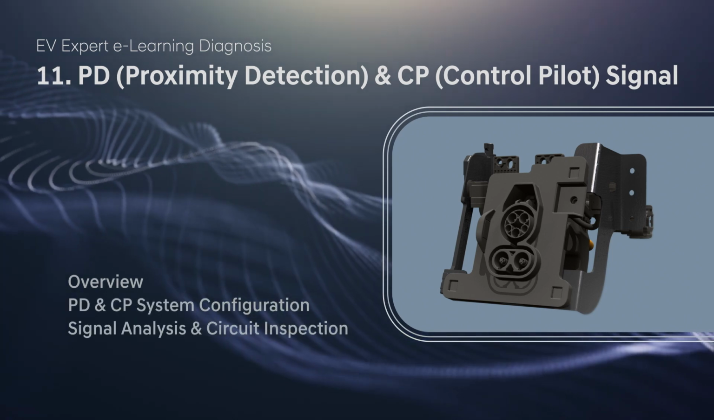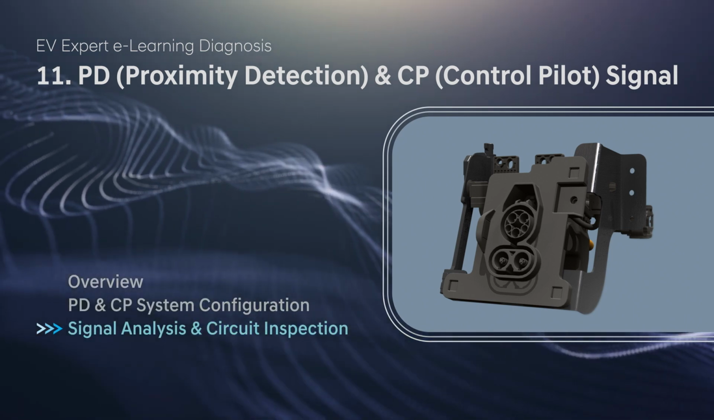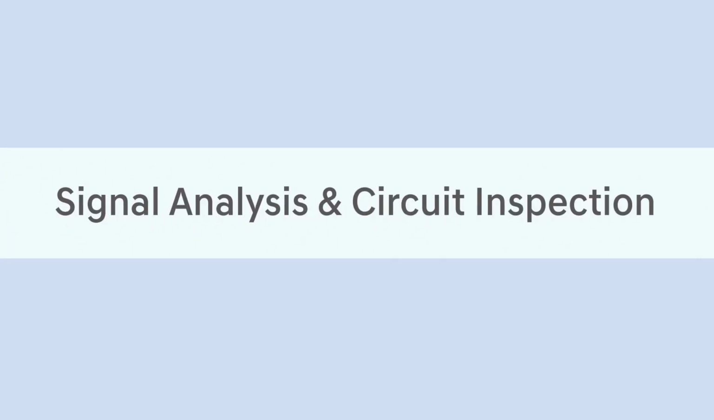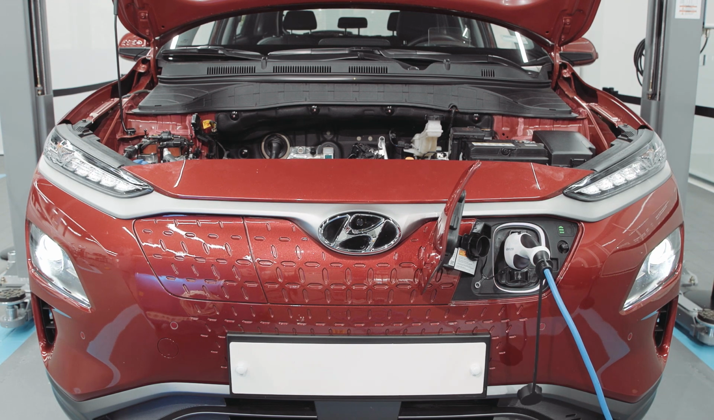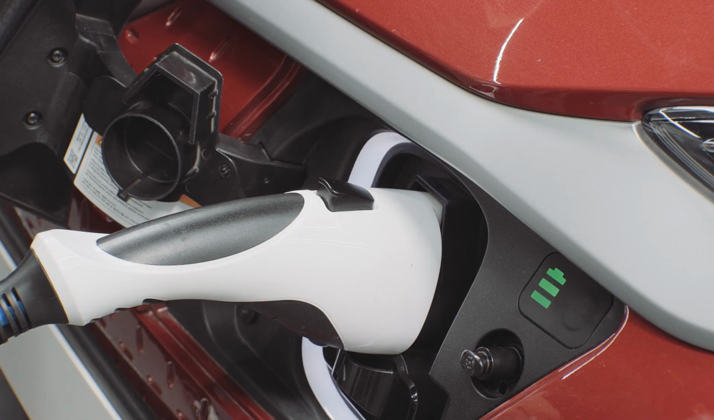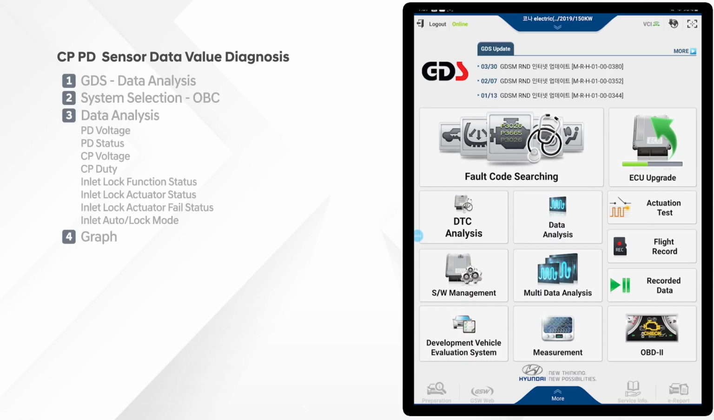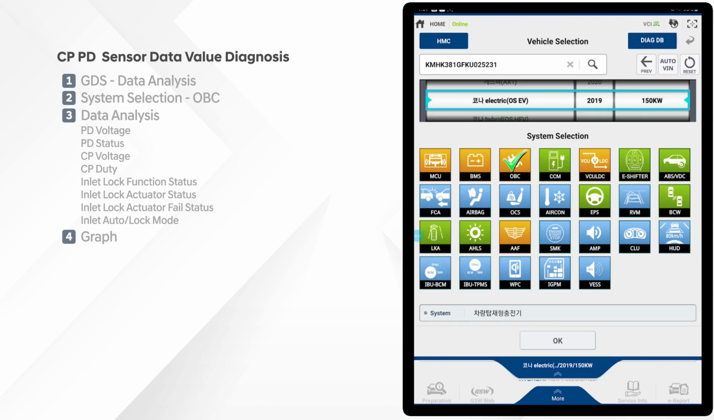PD, proximity detection, and CP, control pilot signal. Signal analysis and circuit inspection. Let's check the CP and PD signal values when connecting the ICCB to the Kona EV. Select Data Analysis. Select OBC from Data Analysis.